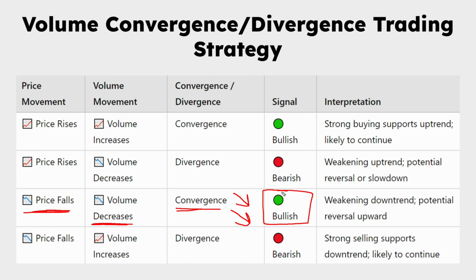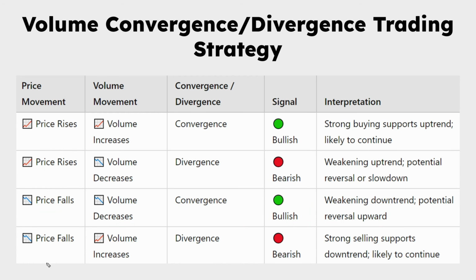Why? Well, because if the volume falls at the same time as the price falls, it means that less and less sellers are supporting the downtrend. And this is actually an indication of a potential reversal to the upside. Once again, this alone is not a signal that will confirm a reversal, but this is more like a warning signal to look out for reversal price action or market structure signals.